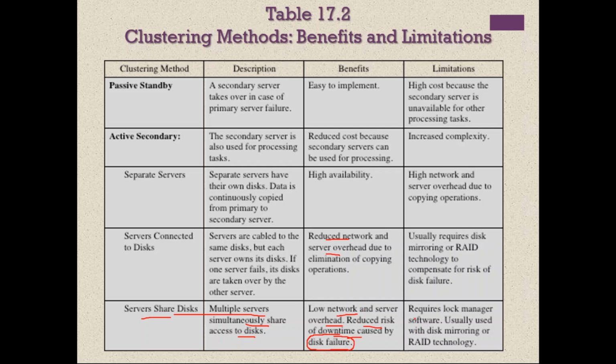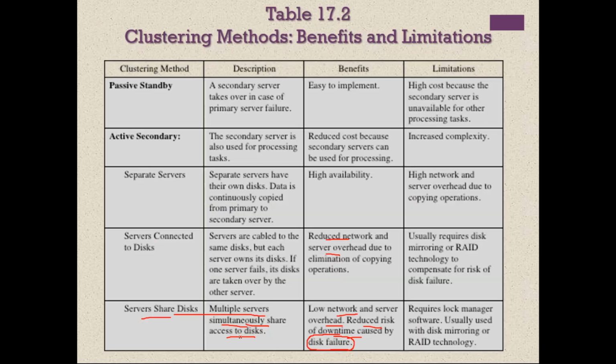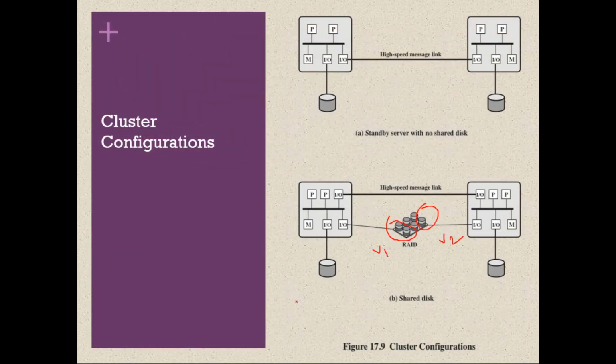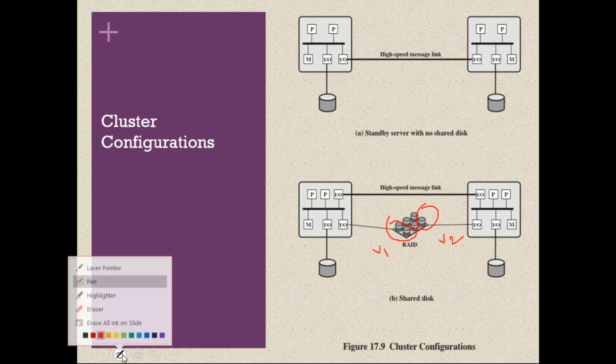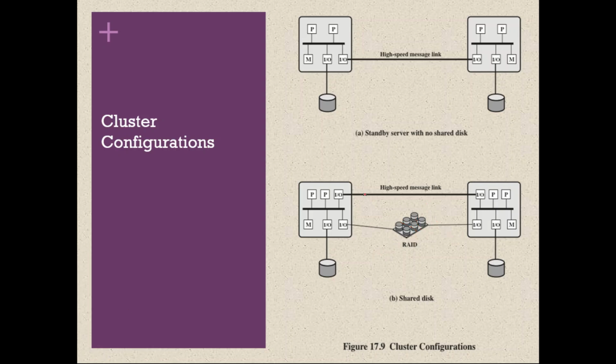The disadvantage of this model is that here we also say multiple servers can simultaneously access the disk. Yes, it means that both servers have access to the full disk. Anybody can access anything. Server 1 can access any part of the RAID disk, and server 2 can also access any part of the RAID disk.